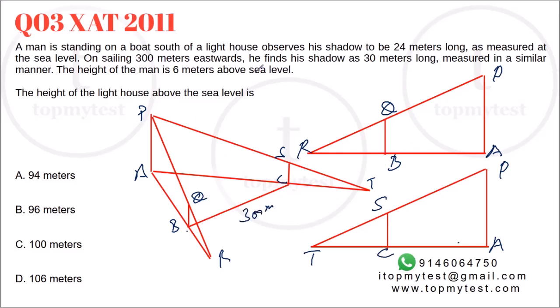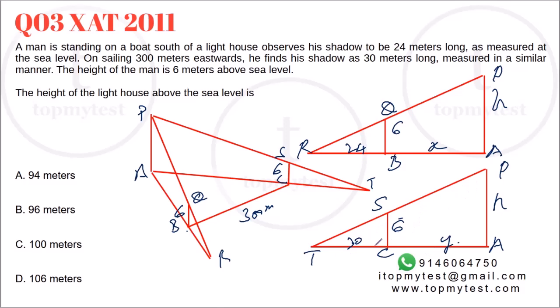What else is known? Now his shadow is 24 meters long initially. So in this position, his shadow is 24 meters long. His height is 6. Right. So this is 24. Now let's call this X. This will be H height. This is again H. This is 6. And the second case, it is 30 meters long. So let's call this Y.